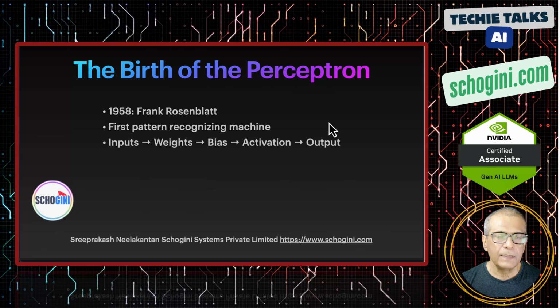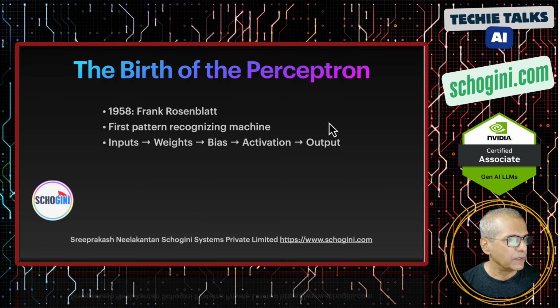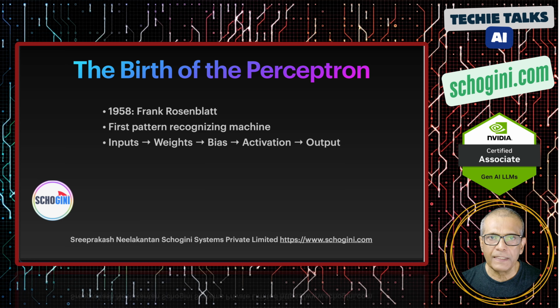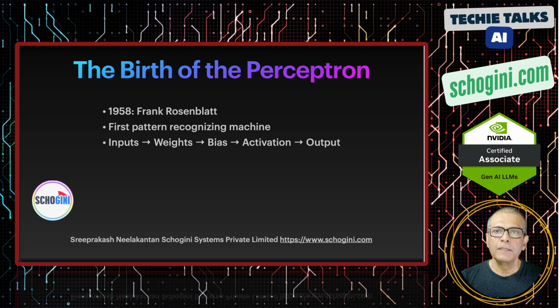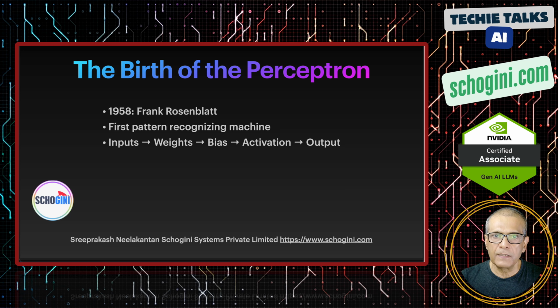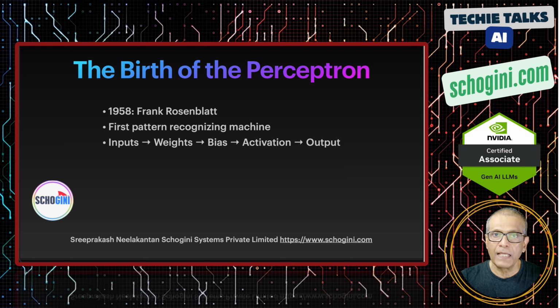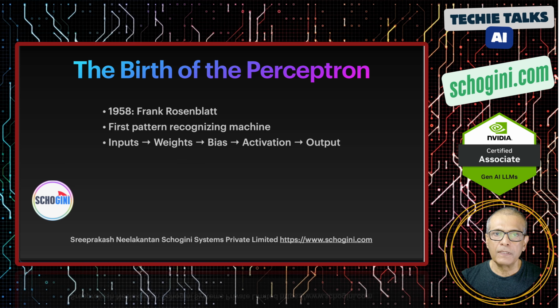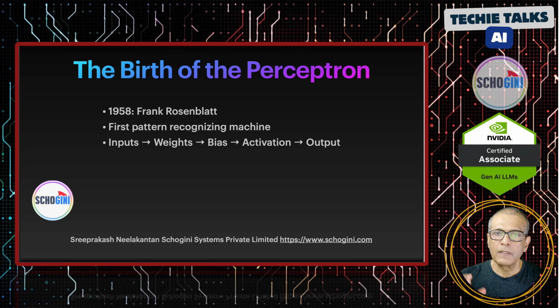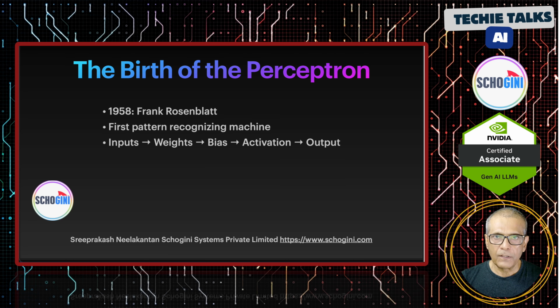So let's look at the origins of this perceptron. In 1958, a scientist named Frank Rosenblatt invented the perceptron. So first machine designed to recognize pattern. It was a mechanical device. 1958. Okay, perceptron is just inputs, weights, bias, and activation. We saw that in the demo.